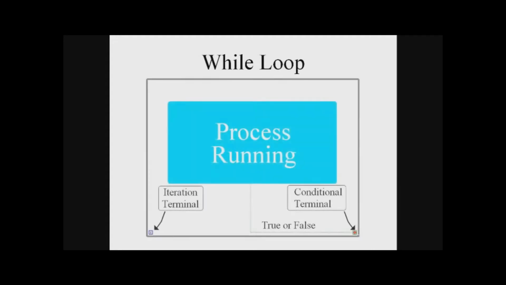The while loop. The while loop is also like the for loop, a subdiagram that will run, but this one will run until a condition is met. In the iteration terminal you also get the number of times that the subdiagram has run minus 1, and it will only stop until the condition is met. The condition has to be either true or false.